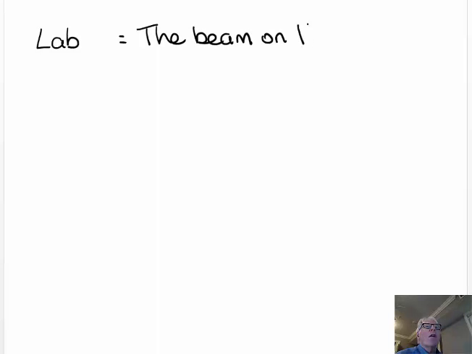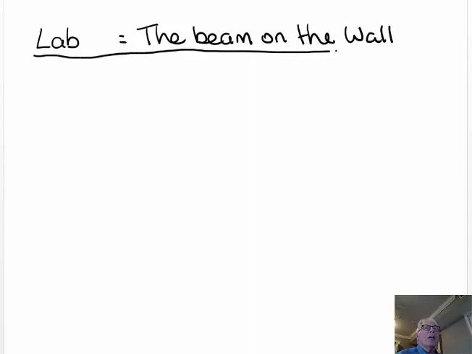So let's begin. In your lab book, you would put down lab, and I can't remember the number. It's probably lab 10. And this is called the beam on the wall lab. Sometimes it's called a second condition of equilibrium lab because that's what we're using. Sometimes it could be called a statics lab, but the most picturesque name is the beam on the wall lab. And what's our objective?